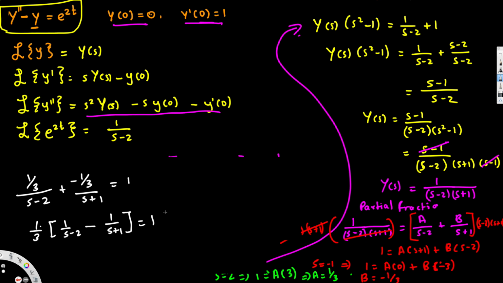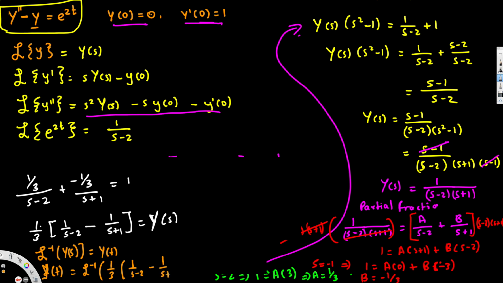Now we have everything. This whole thing is equal to Y of s. Now our purpose is to find out y of t. So to convert this into t, we have to take the Laplace inverse of this whole thing. Laplace inverse of Y of s is equal to y of t. Therefore we can say y of t is equal to Laplace inverse of 1 over 3 times (1 over s minus 2 minus 1 over s plus 1).